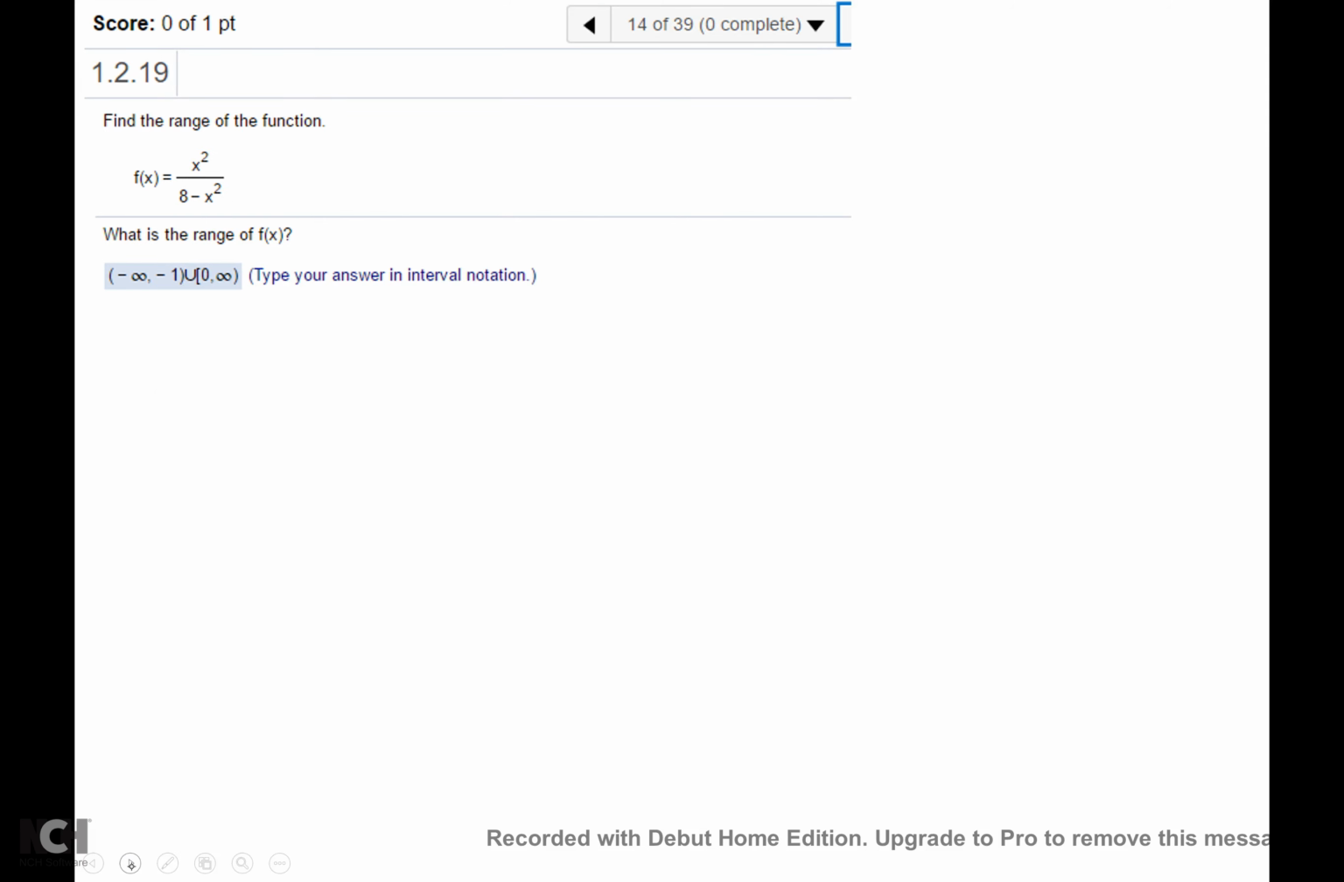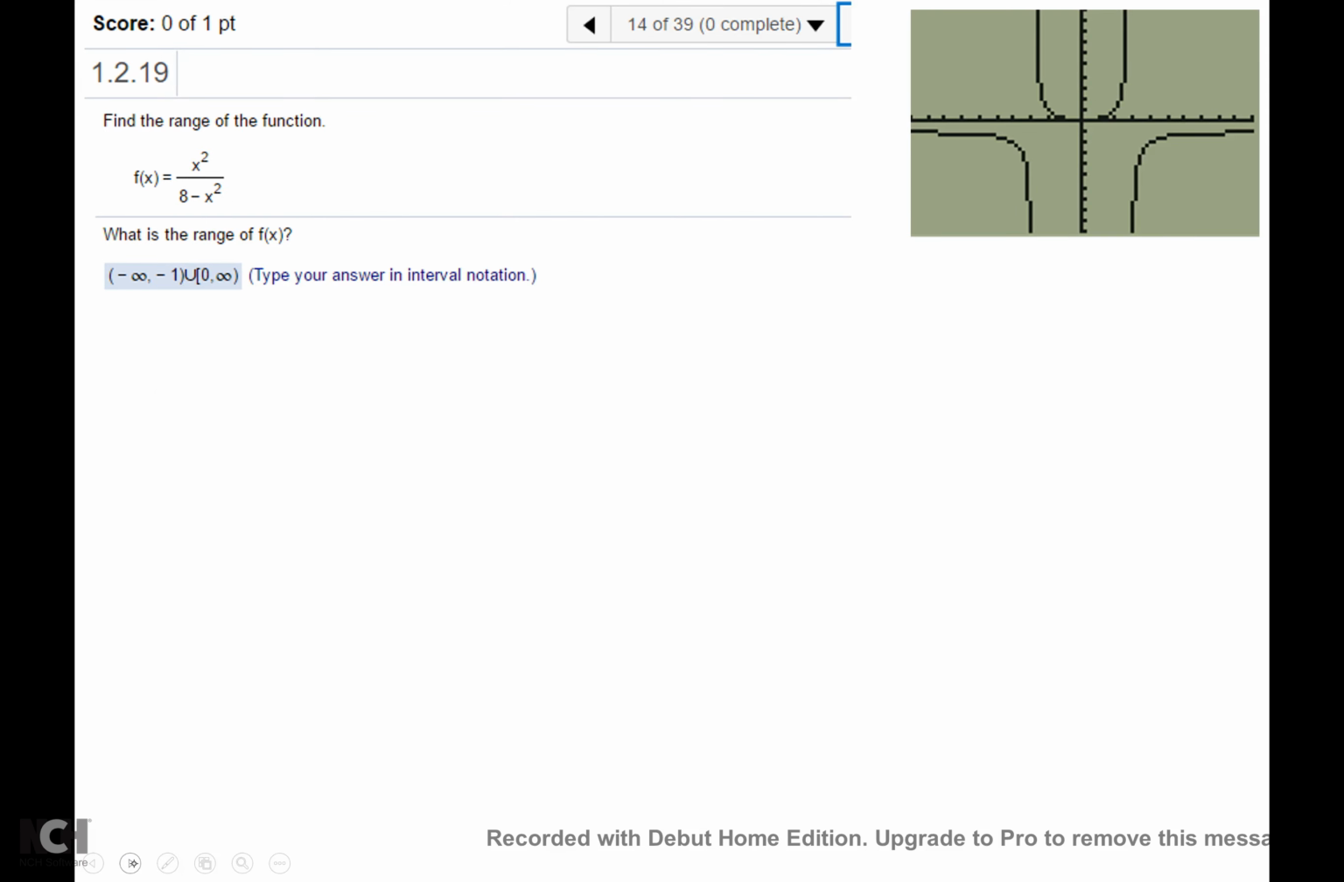Okay? All right, if I find the range of this function, you've got a couple of things going on here. If you're looking bottom to top, you're going yes, yes, yes, yes, yes, yes, stop. So that would be negative infinity to negative 1. And then it starts again here, and it goes yes, yes, yes, yes, up. Well, that's 0 to infinity. So my range is negative infinity to negative 1, union, 0 to infinity.